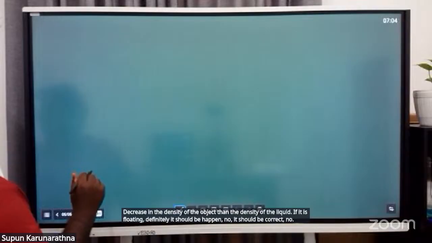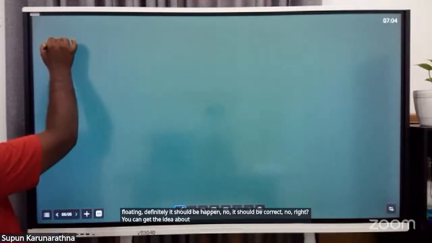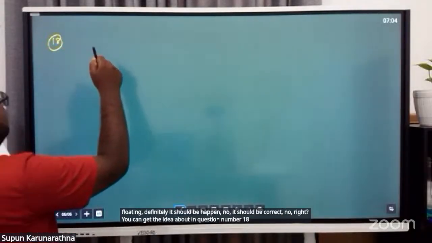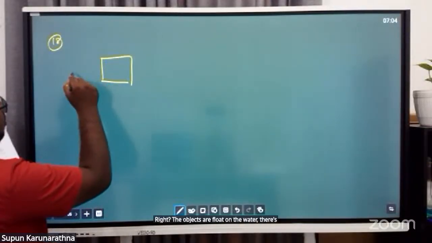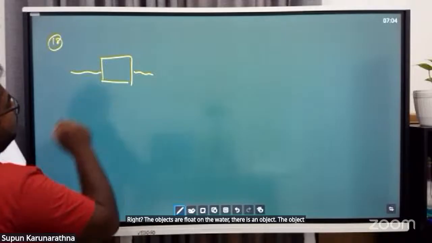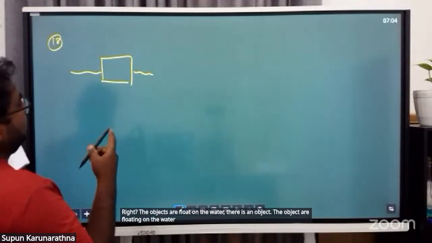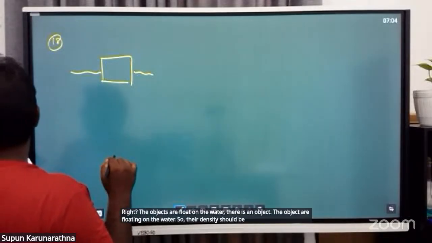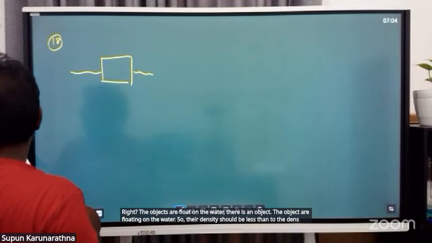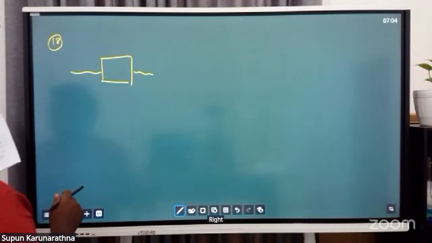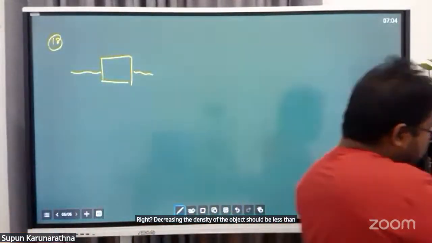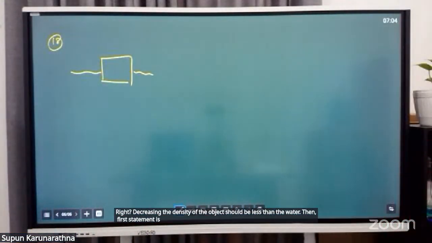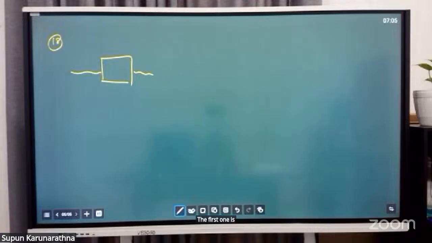Right? You can get the idea in question number 18. The object is floating on the water. So its density should be less than the density of the liquid. Right? The density of the object should be less than the water. Then the first statement is correct.